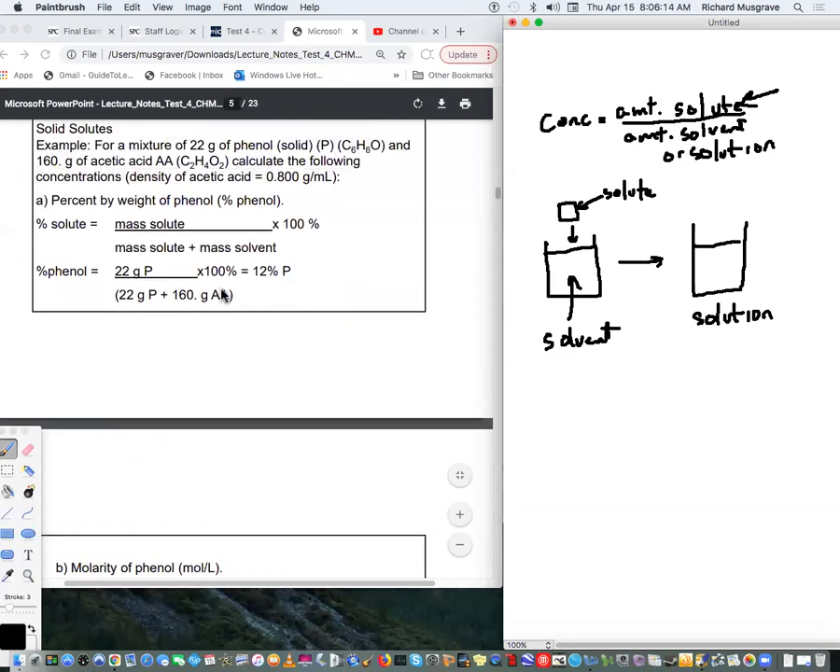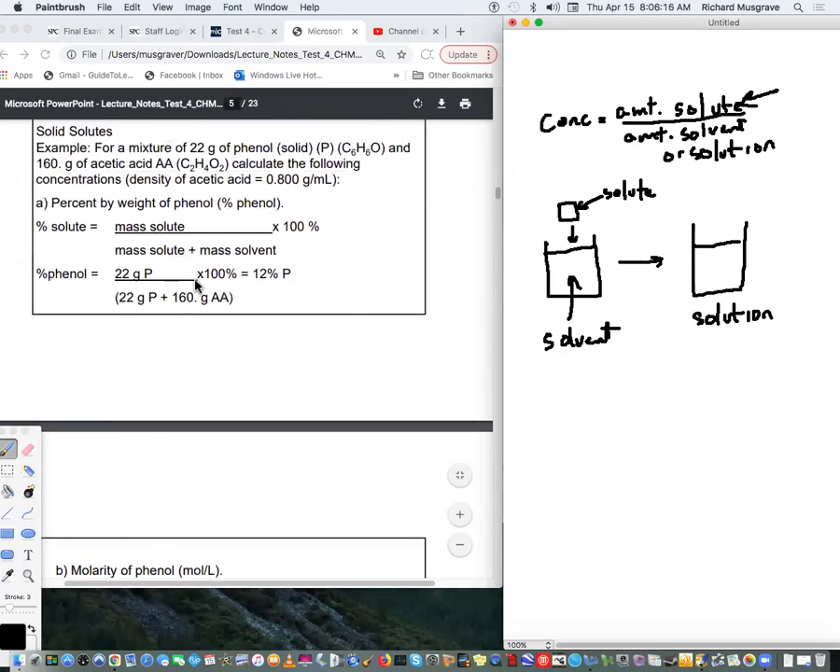So for this one, it's 22 grams of phenol over 22 grams plus 160 grams. You can see that we've got 160 grams of the acetic acid, 22 grams of phenol. So that's not particularly difficult math to do there. It comes out to be 12%. That's two significant figures because of the 22 on the top. We add these together, that would actually be three significant figures because addition goes by number of places past the decimal. So that would end up being 2 sig figs over 3 sig figs, which gives 2 sig figs.